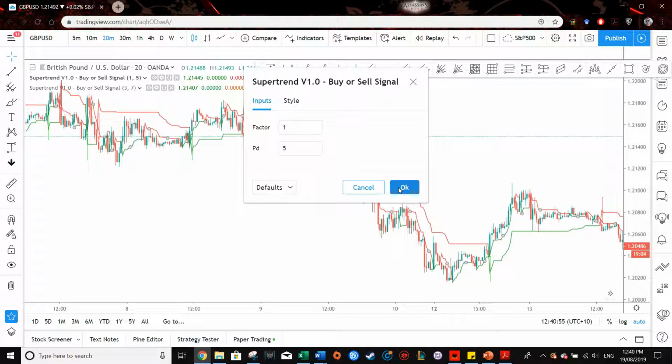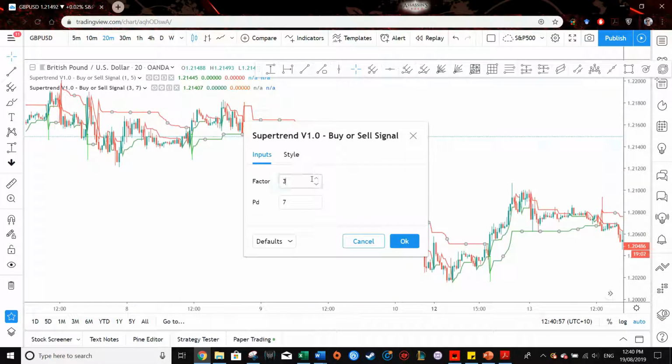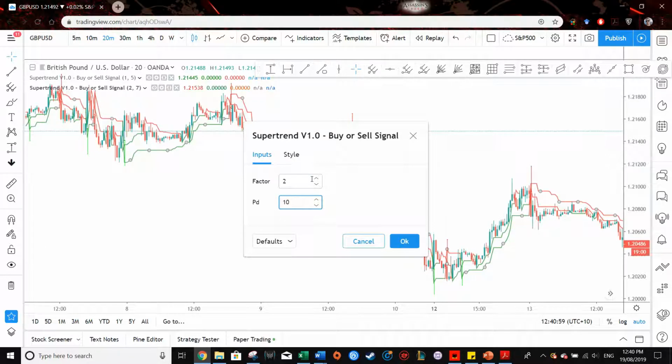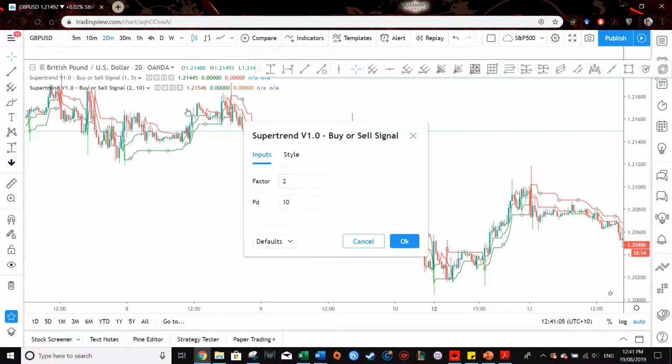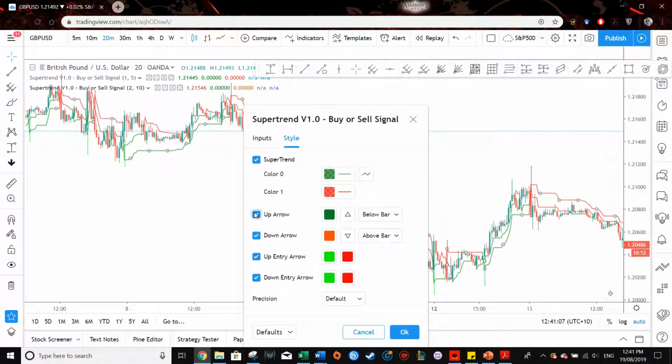Factor 1 with period 5, and then the next one is factor 2 with period 10. That's right. So this was basically one of the first strategies. Oh, by the way, hide the arrows. So click on the settings for each one. No, I've done it on the first one. Oh, okay, so these arrows are just entry points. They're just quite annoying.